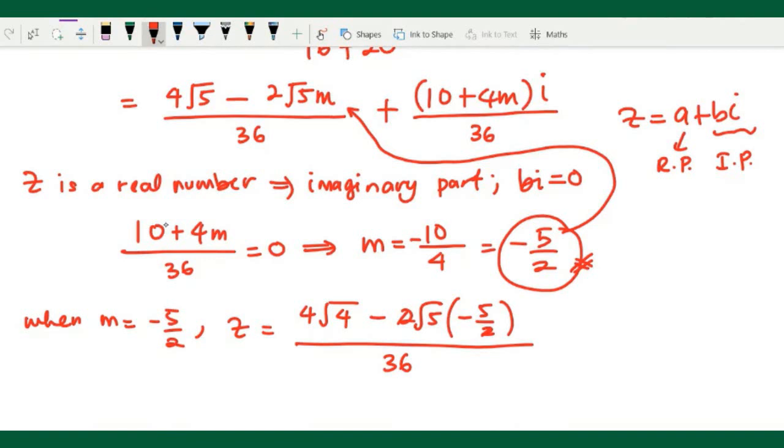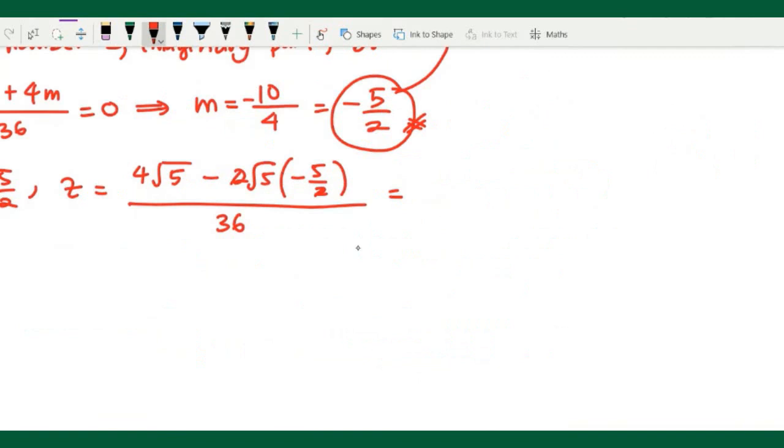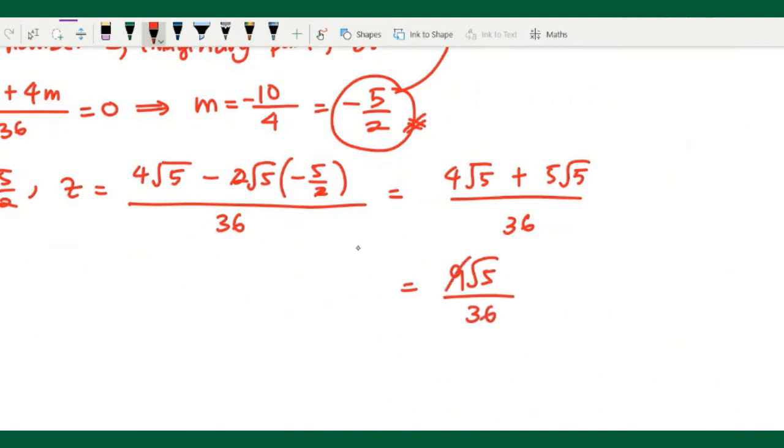You should end up having, okay, so kita dapat 4/5 tolak-tolak tambah 5/5 per 36, 4 tambah 5, 9/5 per 36. So maka dapatlah jawapannya 5/4. Okay.